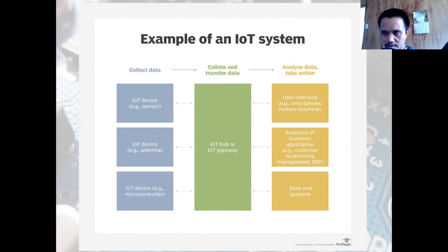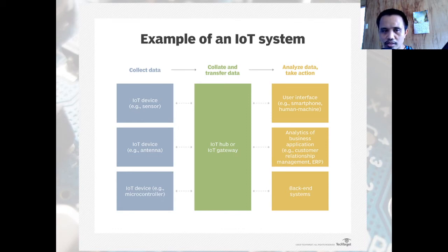So here, just to show, this is an example of an IoT system, which could be divided into three parts. The first one is on collecting the data, and then the second one would be to collate and then transfer the data. Then lastly, to analyze the data, then take some action based on the data.